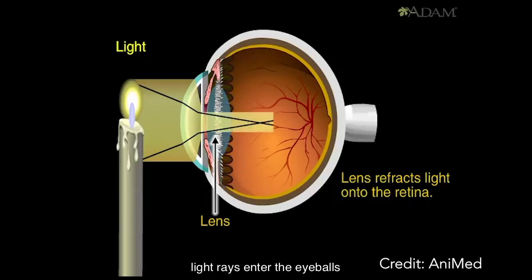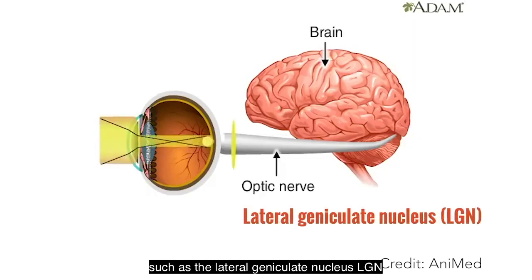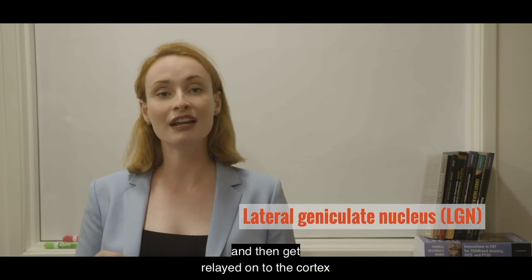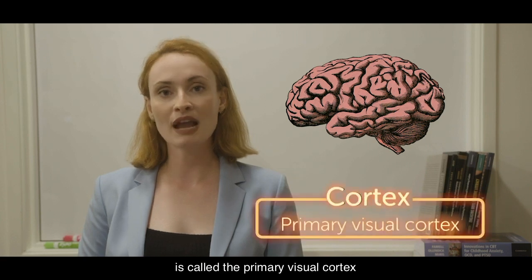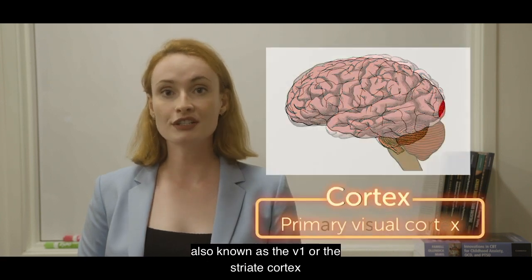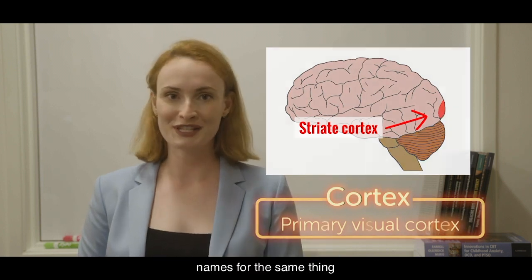So, light rays enter the eyeballs, stimulating the cells on the retina to fire. From there, the signals are sent to subcortical areas such as the lateral geniculate nucleus, LGN, and then get relayed on to the cortex. One of the first and most important areas in the cortex is called the primary visual cortex, also known as the V1 or the striate cortex, which are just different names for the same thing.